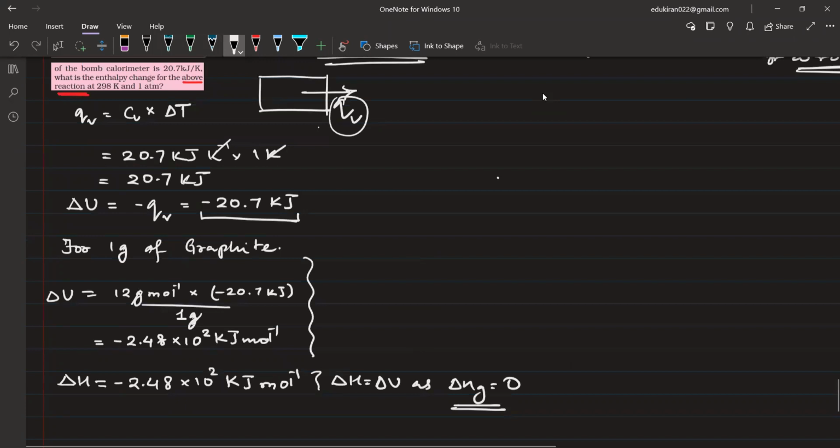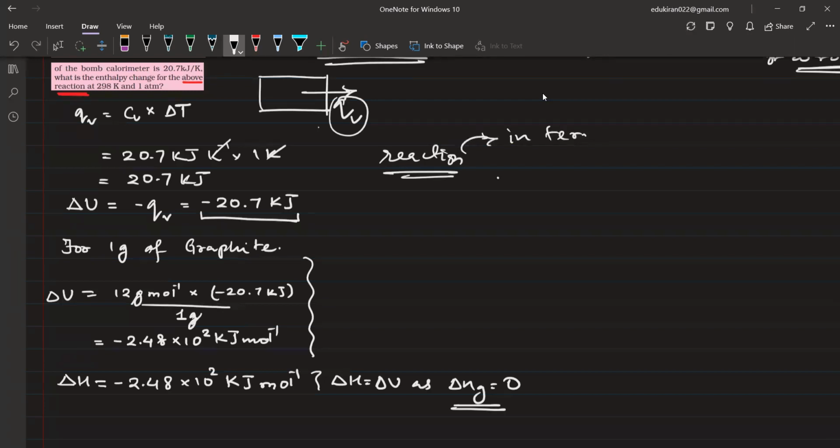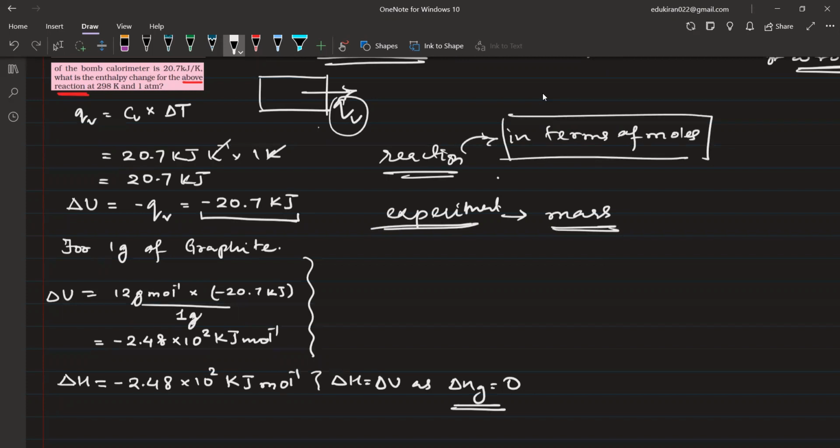ठीक है? This is important that you differentiate between the reaction and the experiment. If you are talking about reaction, then it will be always in terms of moles. And if you have anything that is given with respect to experiment, then experiment will be generally in terms of mass, but reaction will be always in terms of moles. Because whenever we write reaction, for example, carbon plus O2 is giving you CO2, then this is 1 mole of carbon reacting with 1 mole of oxygen gives you 1 mole of carbon dioxide.